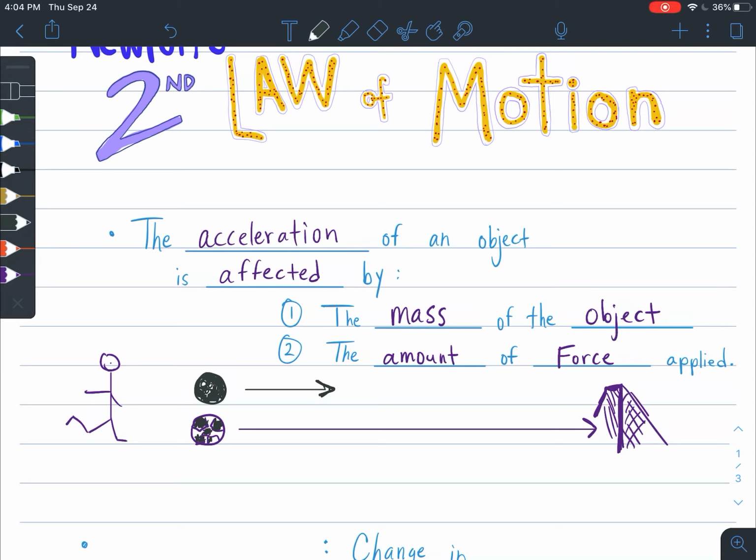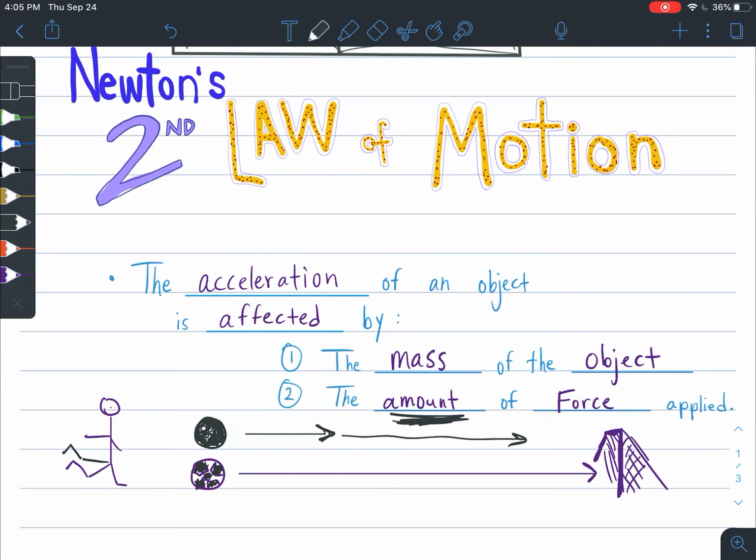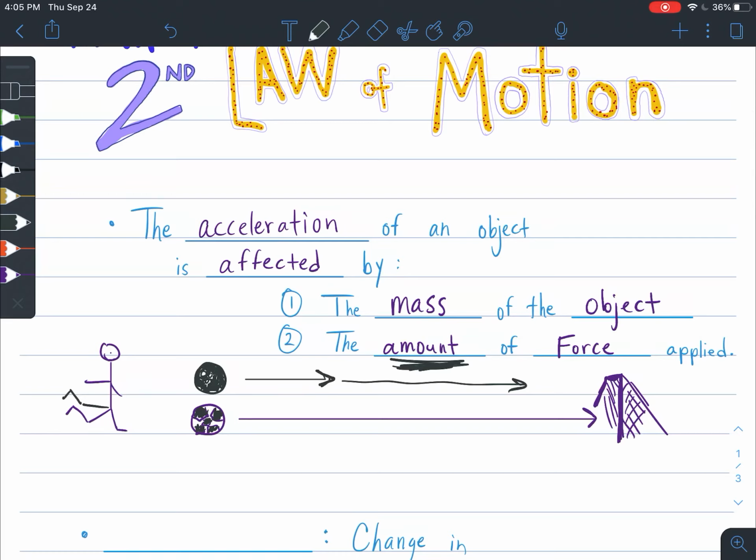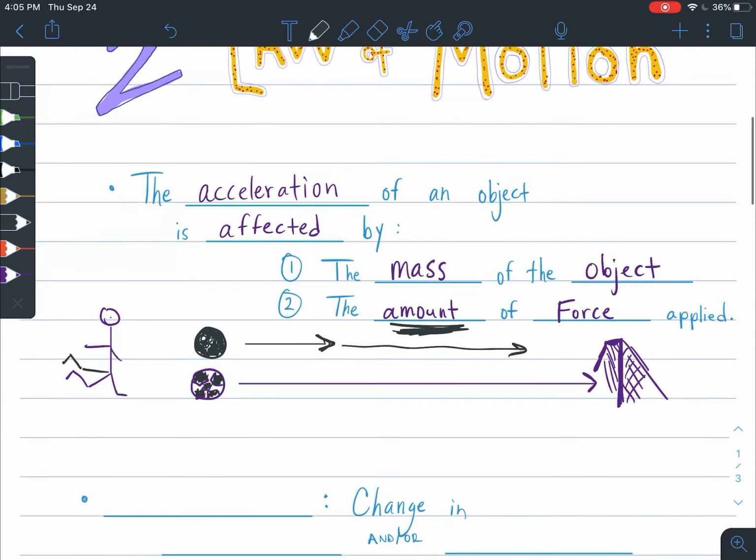But if we did want it to go further, what Newton's second law of motion says is that if we change the amount of force, then its acceleration will change as well. So what this person would have to do is wind up their foot even further than they did here so that they could kick it harder by providing more force to this bowling ball and get it to go the extra distance. So this is something that we intuitively understand, but Newton put this vocabulary to it, and he also saw that it was something that was a consistent thing, so that's why we call it a law of motion. So the acceleration of an object is affected by how heavy the object is, the mass of the object, as well as the amount of force that's applied to that object.